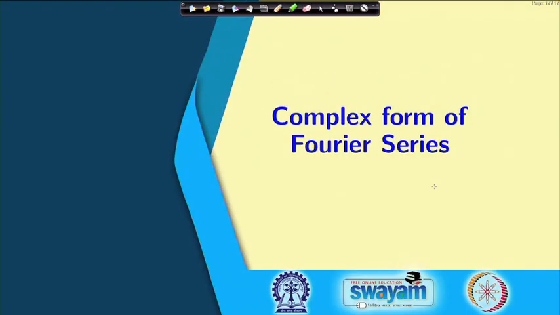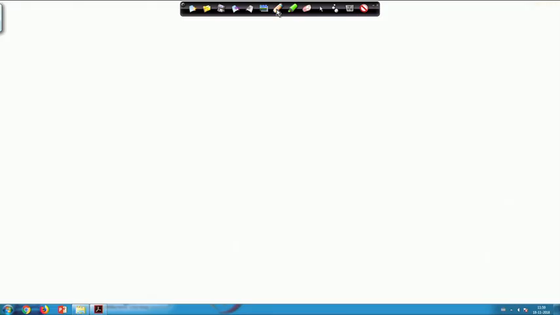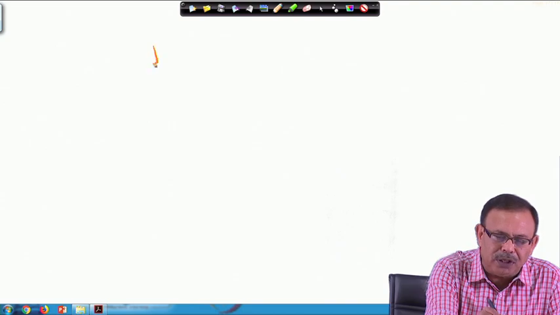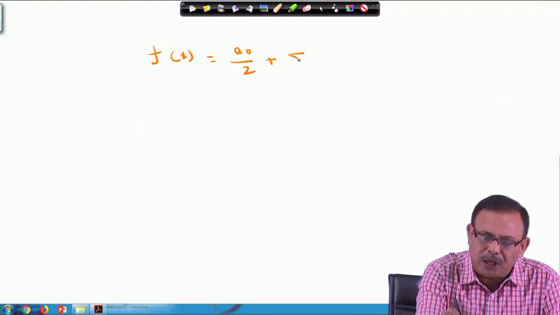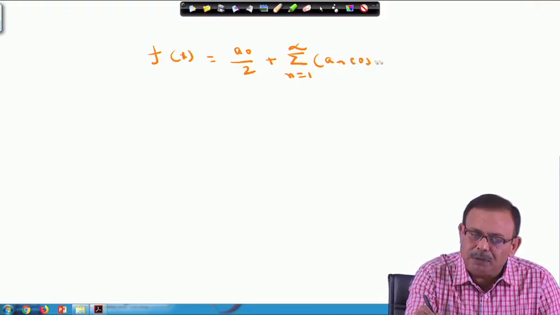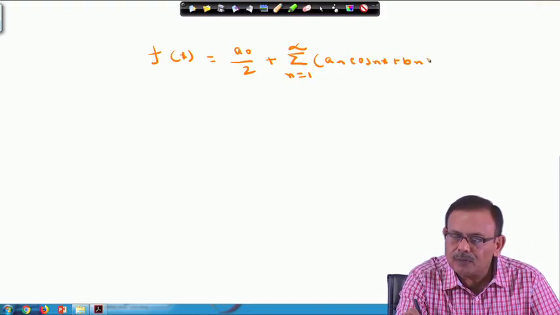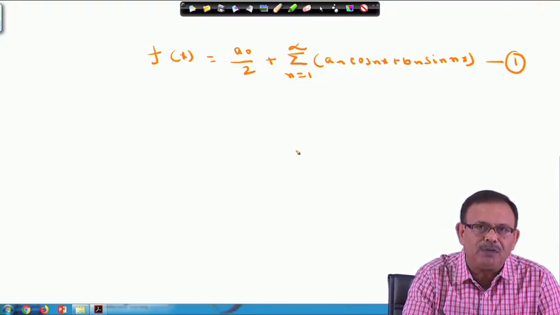So, for the complex form of the Fourier series, it is given that f(x) is a periodic function of period 2π. From here we will start and check what is happening. If f(x) is a periodic function of period 2π, then the Fourier series of the function f(x) can be written as f(x) = a0/2 + summation n = 1 to infinity of (an cos nx + bn sin nx). This we already know, the Fourier series of a periodic function f(x) of period 2π.